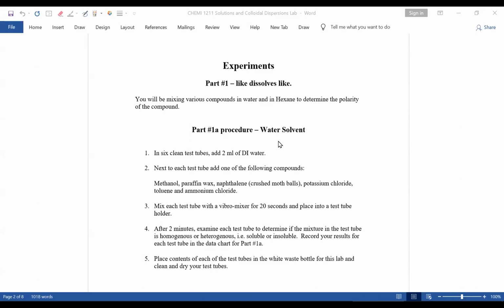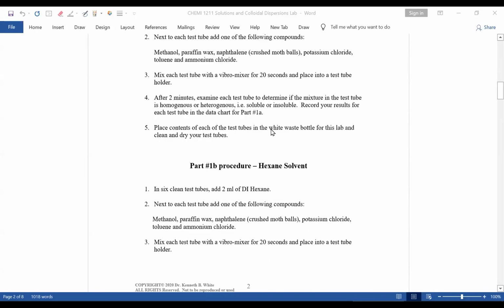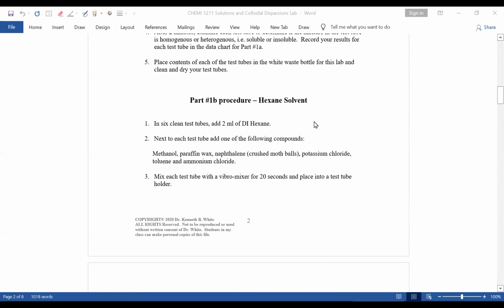At the end, put the contents of that in a waste bottle and clean your test tubes. Now, in part 1B, you'll do the same thing with the same chemicals, but instead of water, which is polar, you'll use hexane, non-polar. And here, you'll do the same thing. DI shouldn't be here. I forgot to eliminate it. There's no dihexane. All hexane is deionized.